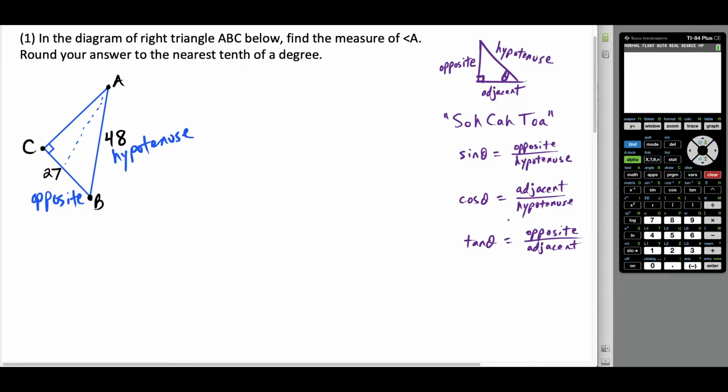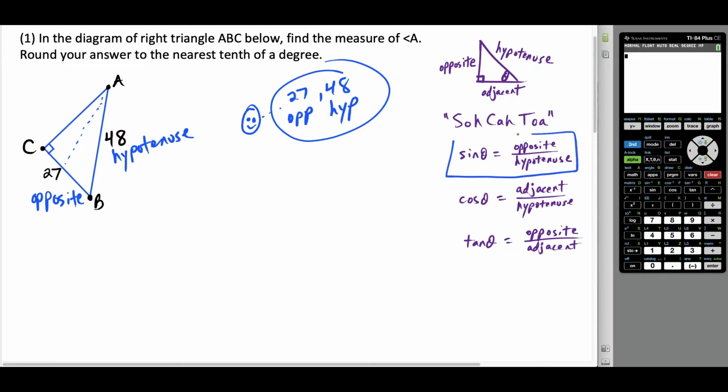So then we need to know the three basic trig functions. When I think about what we were given here, we have 27, 48, and I'm going to abbreviate: that's the opposite side, and that's the hypotenuse. So when we look at the basic trig functions, we have to think about which trig function uses the opposite and hypotenuse, and that's going to be sine theta.